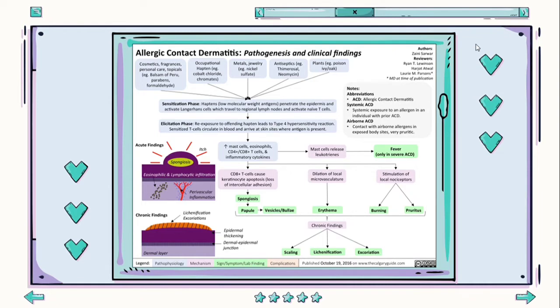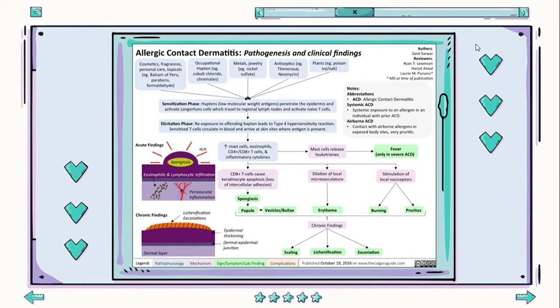Dilation of local microvasculature will also occur because of the increase of mast cells, eosinophils, CD4 and CD8 T cells, and inflammatory cytokines that will lead to erythema. The increase of inflammatory cytokines stimulates the local nociceptors and will manifest burning sensations as well as pruritus or itching.